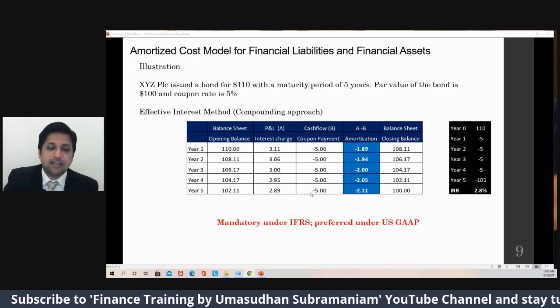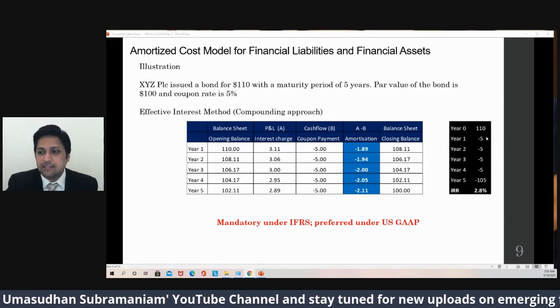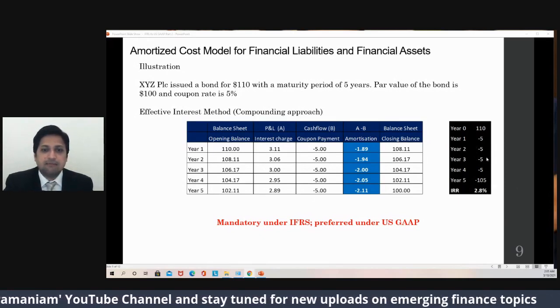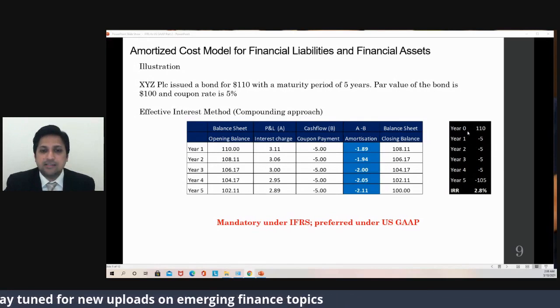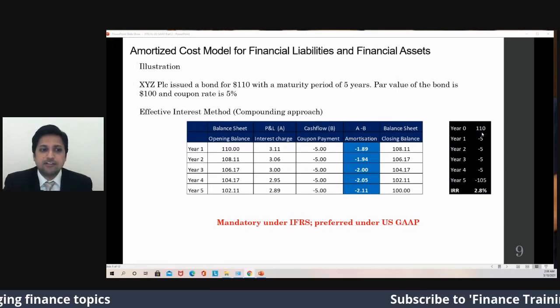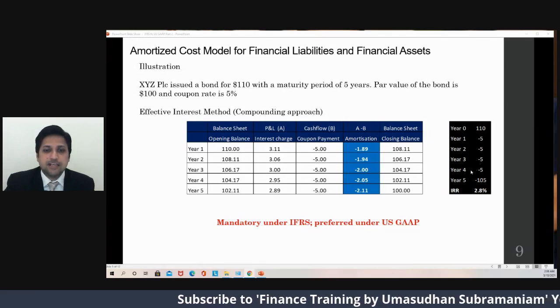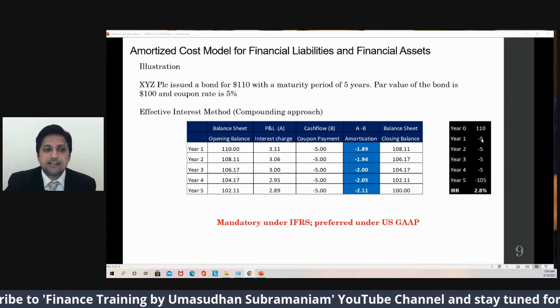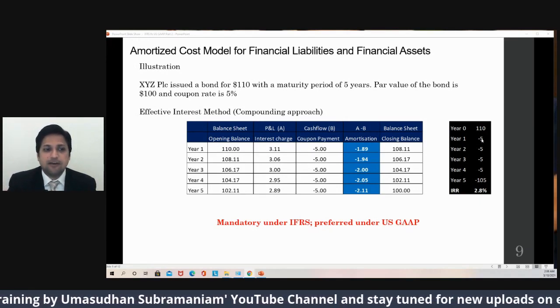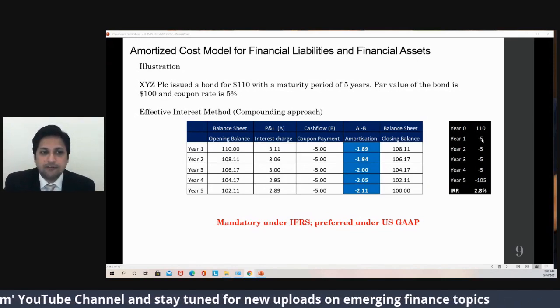If you really look at it, the effective interest rate on the bond, if you look at this particular calculation where I have reflected the cash flows of the bond. In year 0, you are receiving a cash flow of $110 if you are issuing a bond, and you're going to pay $5 coupon interest every year, including the last year. That's calculated as 5% times the par value. So that's going to give you $5. That needs to come in all the 5 years.